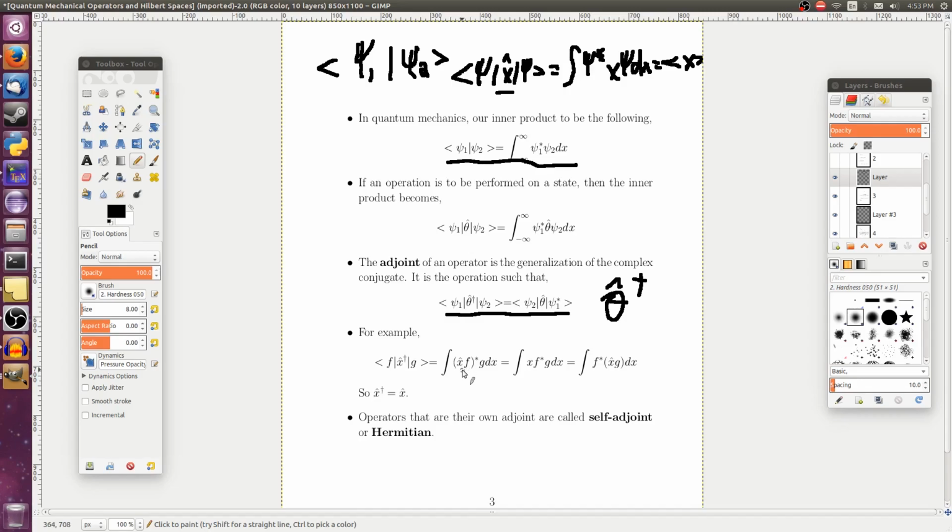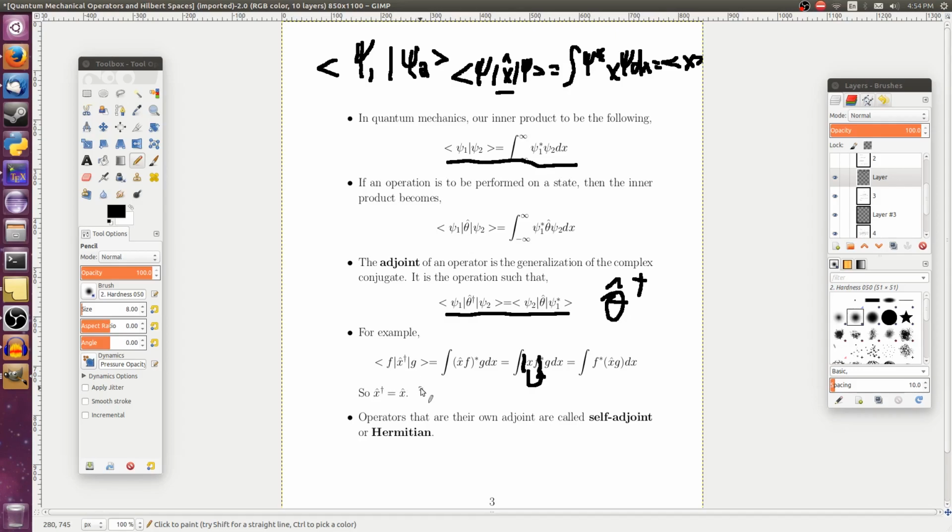So if we act on f with x, we get x times f, and there should be brackets here, and then the conjugate of that. Well, if we take the conjugate of x times f, x is just a real valued function, so we just have f conjugate, and then we can move that x over here. So then we have f conjugate, x acting on g. That would mean x dagger is actually just the same thing as x.